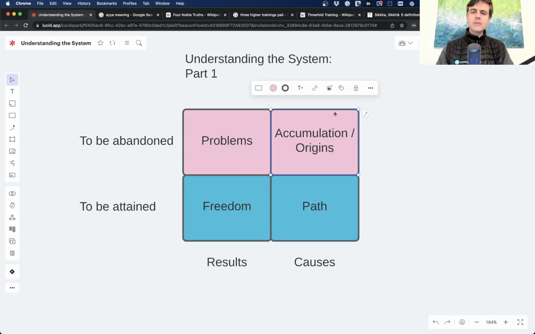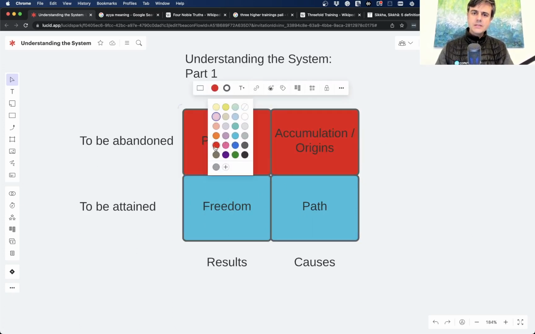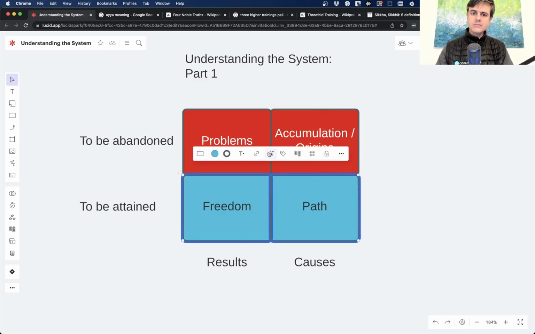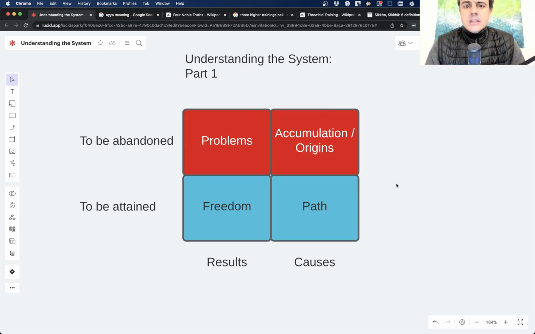It's like these two are burning. Let's see, I'll make it bright red here, like burning. And then these two are like cooling down, like the ocean. So we need to abandon problems and their origins. We need to attain freedom and the path. The problems are the results that emerge from the cause of these accumulations or origins. Freedom is the result that will emerge from the cause of following this path. And so everything else that we'll look at will be explained within that overarching system.